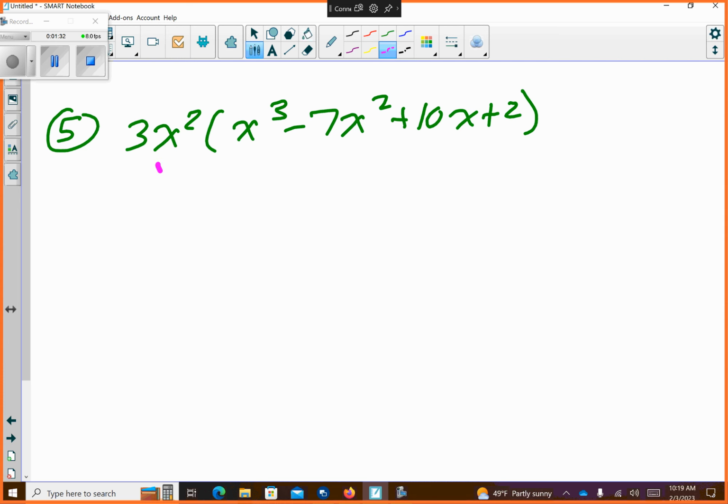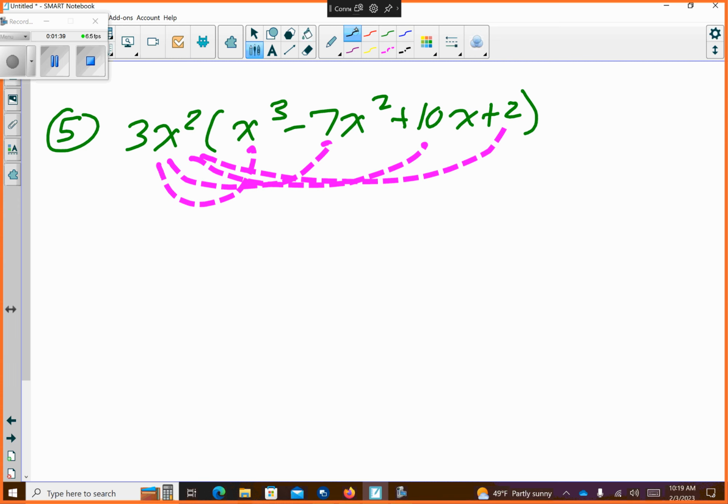So, friends, we are going to distribute the 3x squared to each of these. Remember, this was kind of what we quizzed on. Help me out: what is 3x squared times x to the third? 3x to the fifth. Very good.